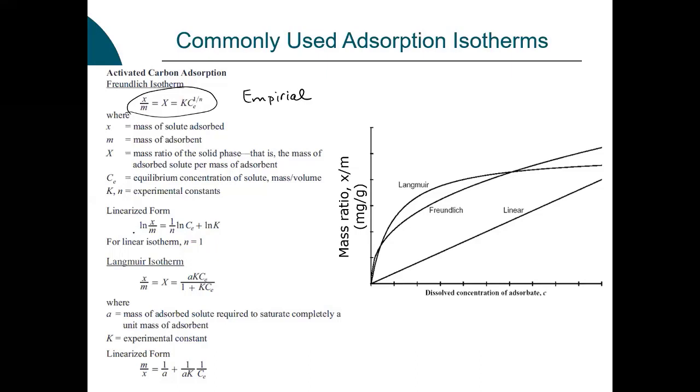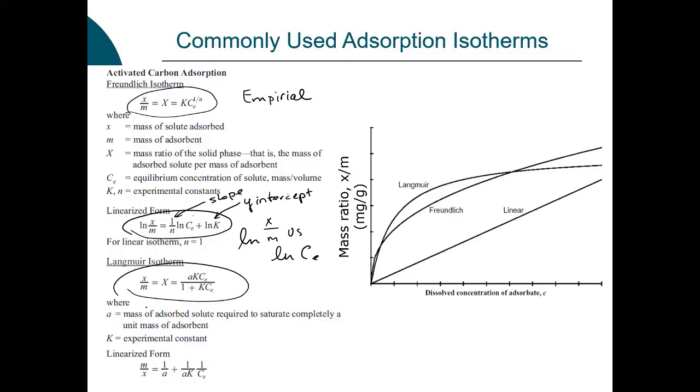And we can linearize that by taking either the natural log or the log base 10 of x over m. That equals 1 divided by n times the natural log of the equilibrium concentration plus ln of K. Okay, so this is our y-intercept, and so we're plotting ln x over m versus ln of the equilibrium concentration. The Langmuir isotherm, which we'll talk a little bit more about, is actually thermodynamically derived. So it has some basis in thermodynamics.